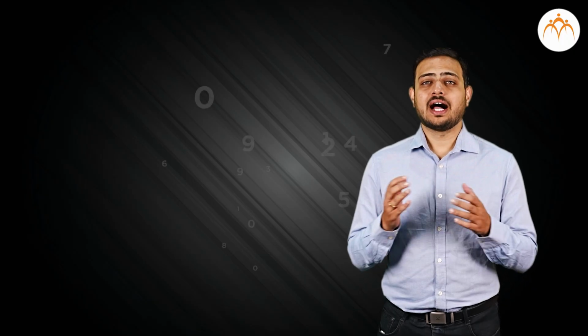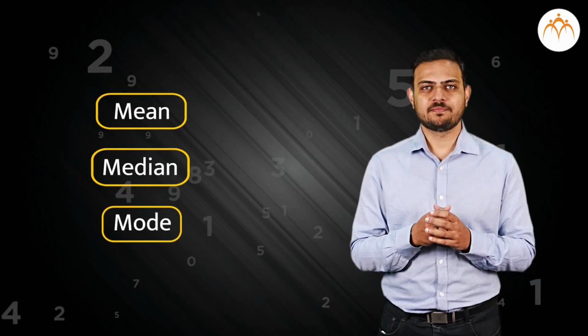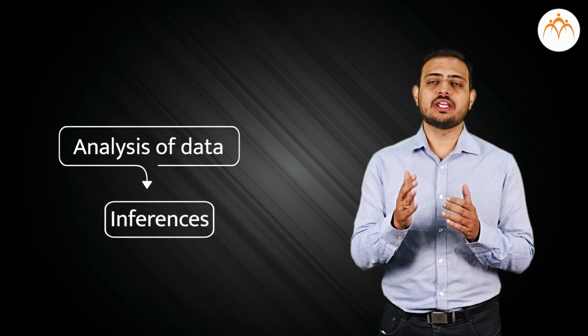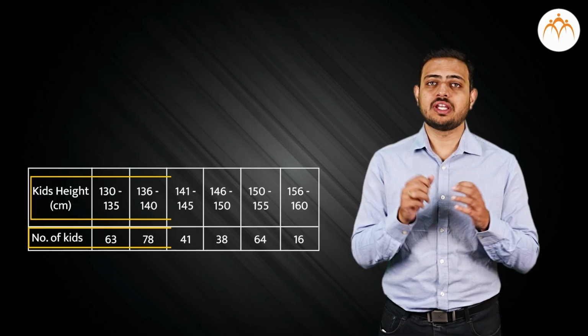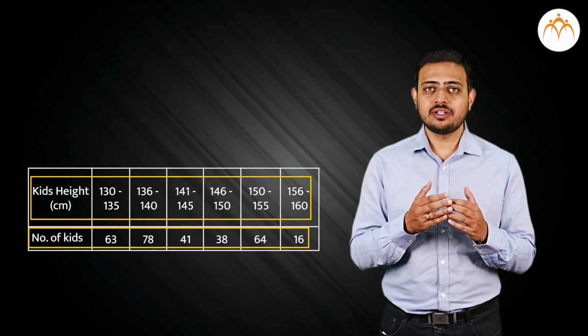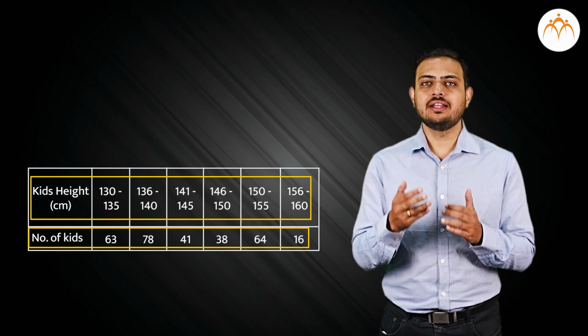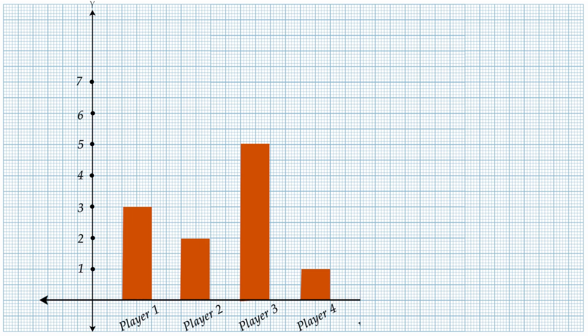We have learned how to find the mean, median, or mode of a numerical data. Analysis of this data is useful to draw some useful inferences. Generally, a common man is more interested in the important aspects of the data. To attract attention to important aspects of the data, it can be represented in different ways. Example, annual budget of a family, or players which are out while playing kabaddi, etc.